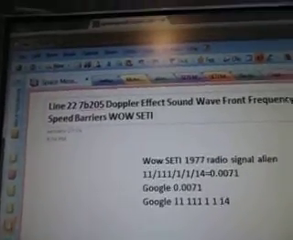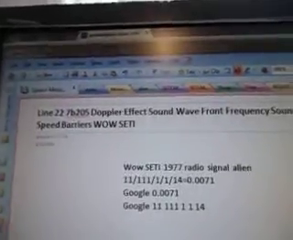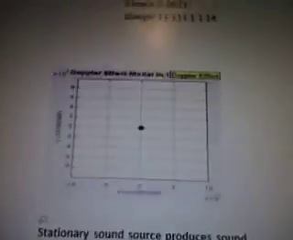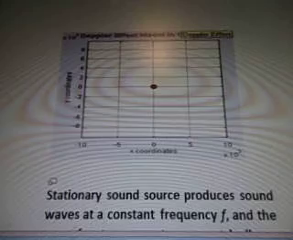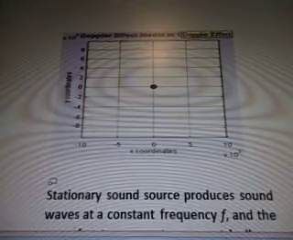Doppler effect, sound wave front, frequency, sound speed barriers. Wow! SETI, there's the alien radio signal. Doppler effect, sound waves near and far, frequency, sound speed barriers, line 22, Wow data.